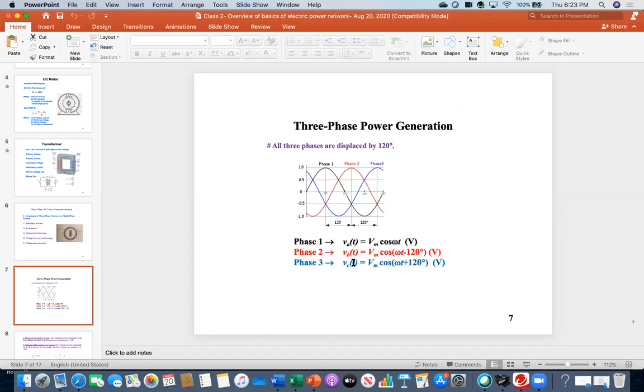Similarly, for phase B, you see there is a phase difference of 120. Now if you compare the peak to peak, this point is called the peak of each waveform. Just compare peak to peak, 120 degree. This peak to this peak, 120 degree. So that's why for phase B, v_B(t) equals Vm cosine of omega t minus 120. And then for phase C or phase 3, another minus 120. So it should be minus 240, but then anti-clockwise, it is plus 120.